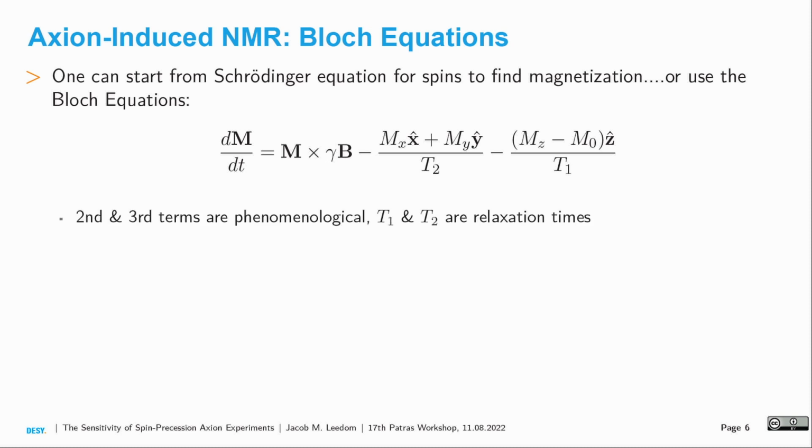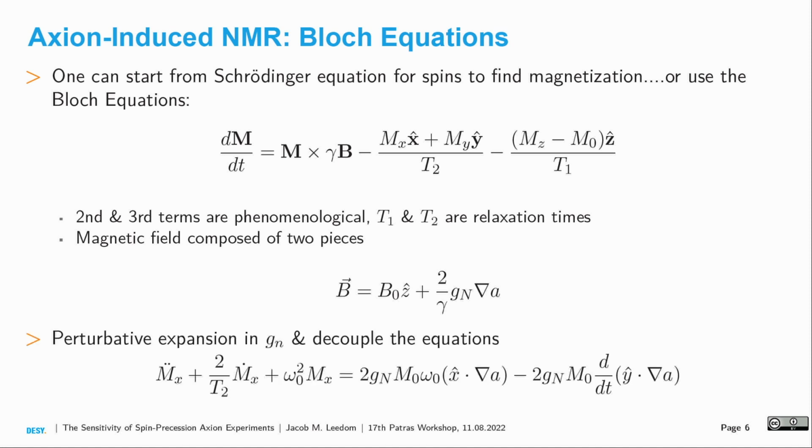And then the next 2 terms are actually phenomenological in nature. So you've got 2 timescales here, T1 and T2. These are relaxation timescales that correspond to the system trying to return to that uniform magnetization in the z direction in our particular setup. And so when you try and apply this, the magnetic field that you're going to be putting in here is a combination of the uniform magnetic field plus the pseudo-magnetic field that is the gradient of the axion.